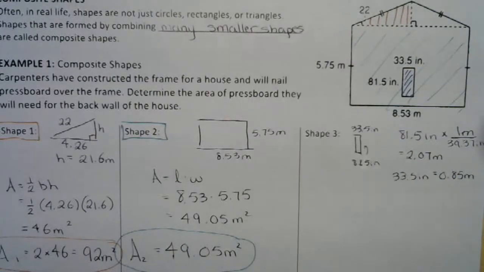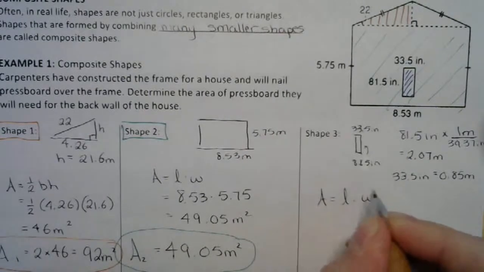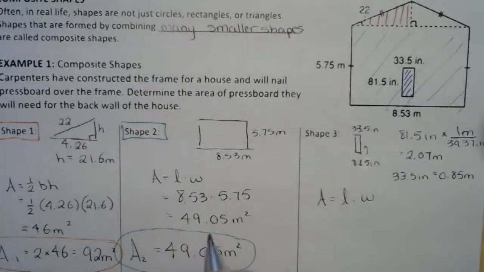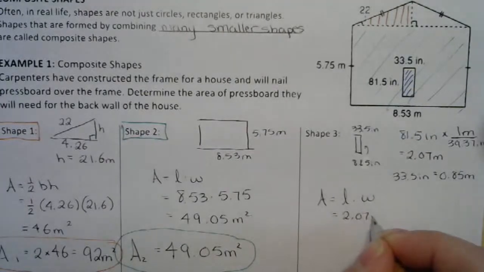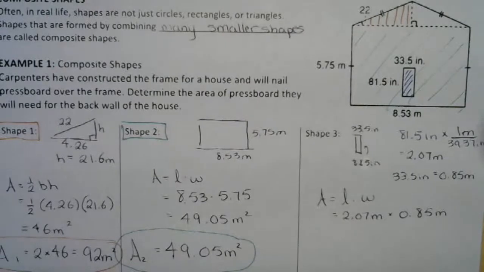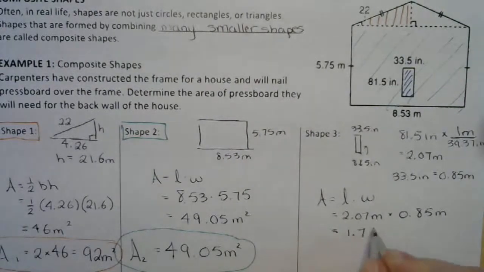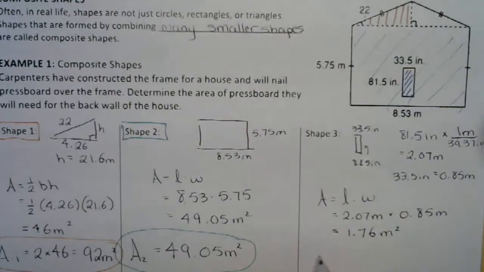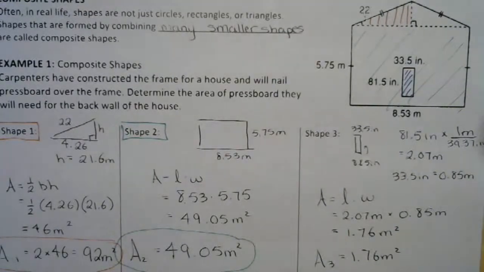0.85 meters. Okay. So when we do our area, length times width, we don't want to use inches because we've been consistently using meters. So instead we're going to use the 2.07 meters times 0.85 meters. Okay. Which gives us 1.76 meters squared. So area 3 is 1.76 meters squared, and that's the area of my door in blue.